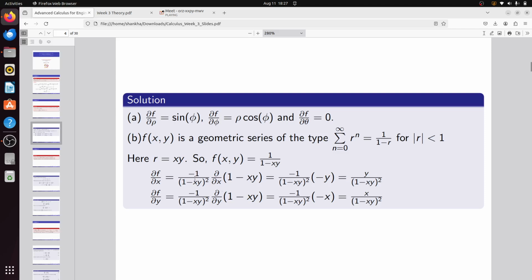Now you need to take the derivative with respect to x, del f del x, and the derivative with respect to y, del f del y. You need to determine them. So I request all of you who have joined to verify that del f del x is equal to y by (1 minus xy) whole square, and del f del y is equal to x by (1 minus xy) whole square. Please verify the problem.